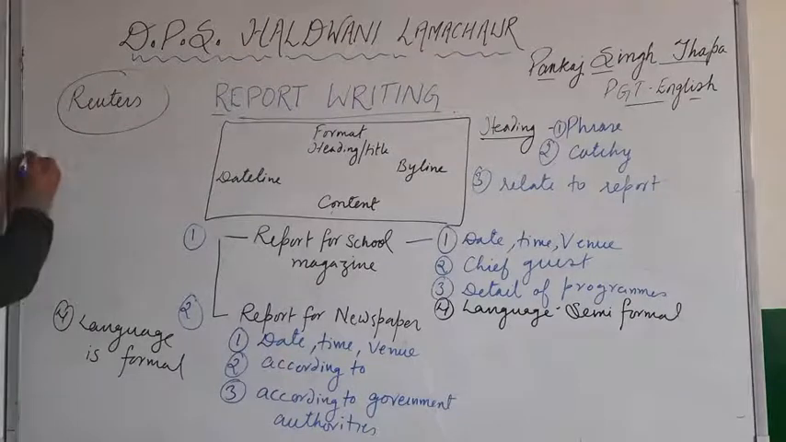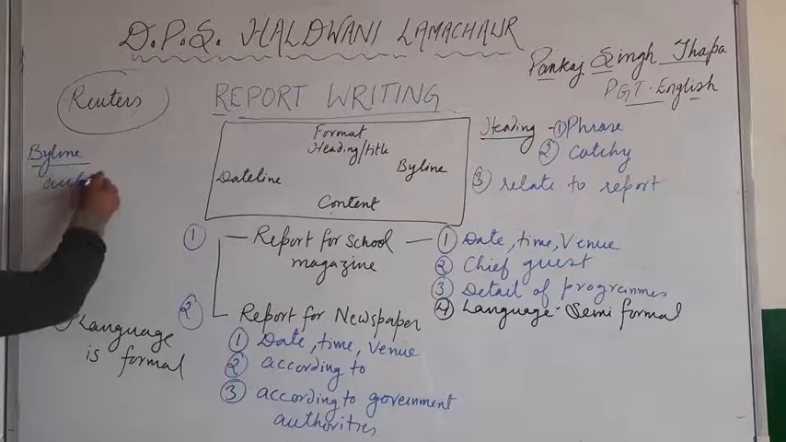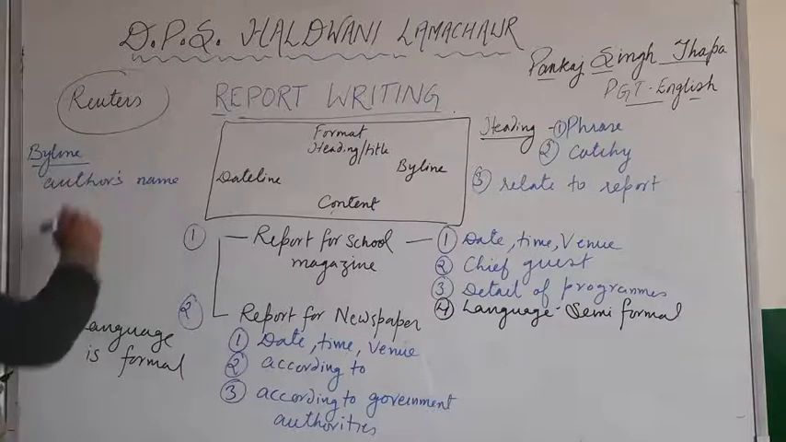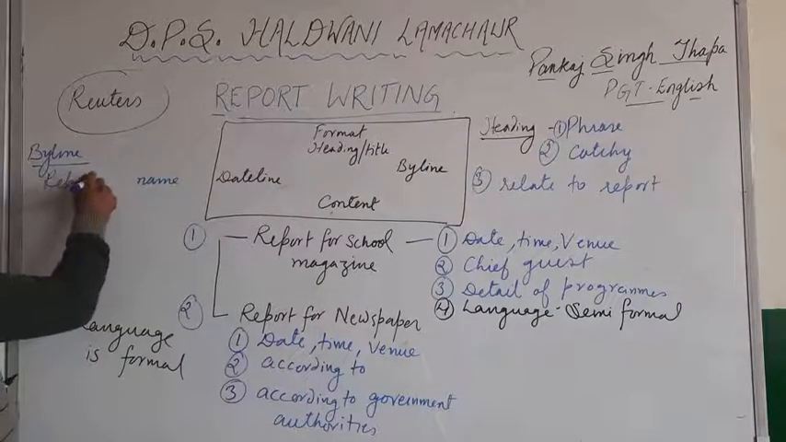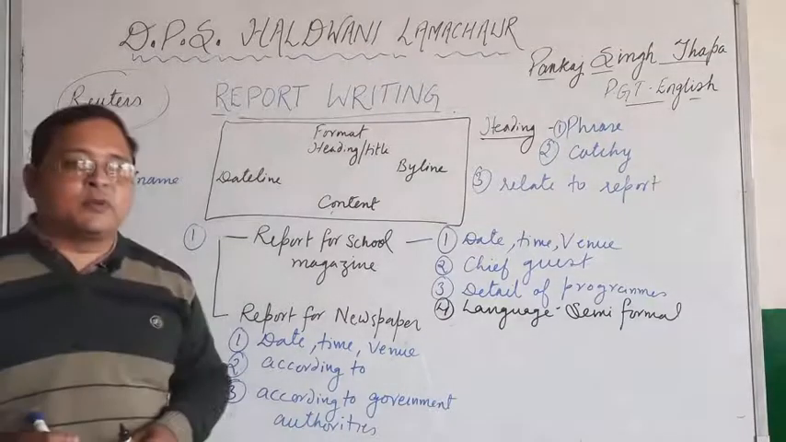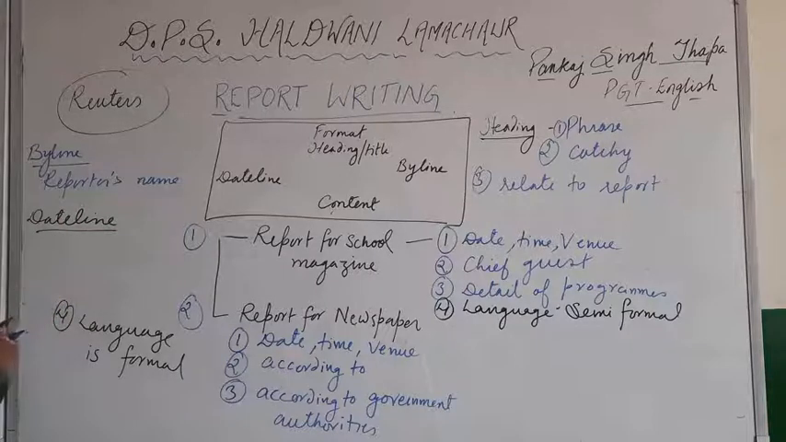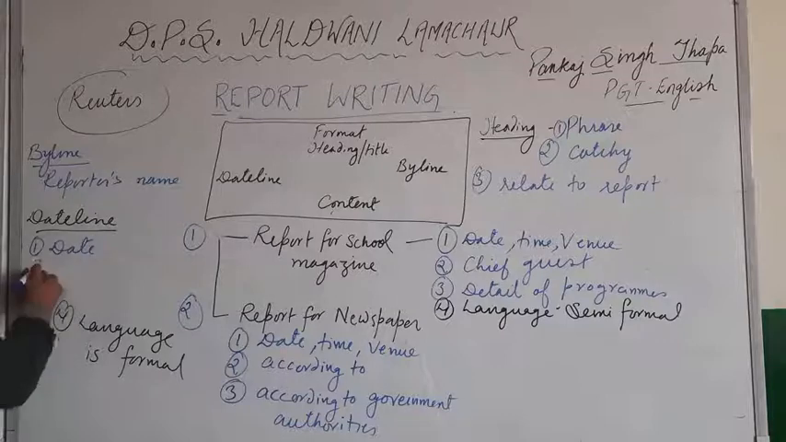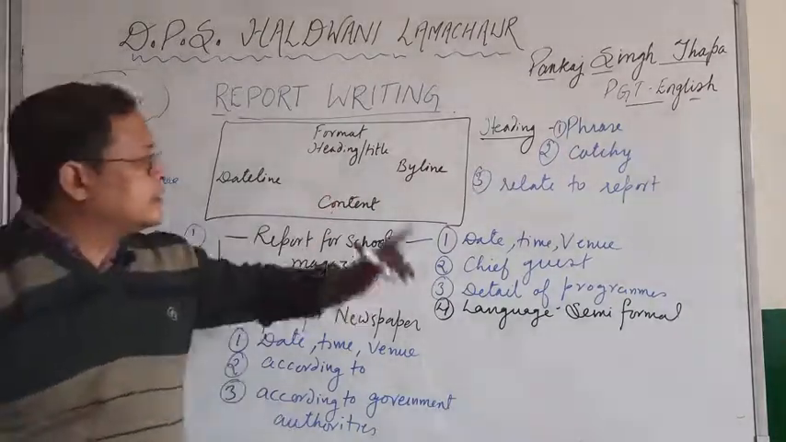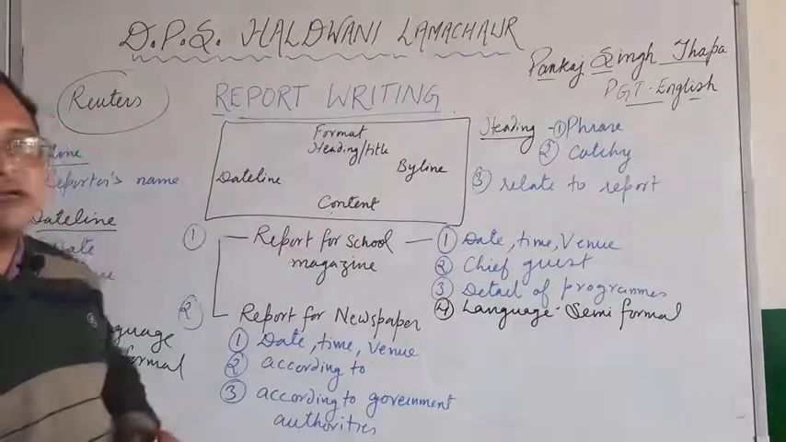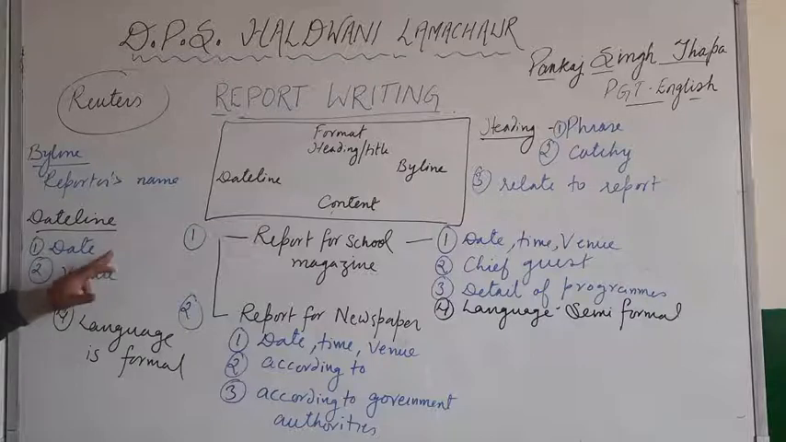Then comes the byline. Byline, children, means the author's name, or exactly we can say the reporter's name, who has written the report. Then comes the dateline. Dateline involves first the date and second the venue. So children, the heading must be in the form of a phrase, it must be catchy and related to the report. Then the byline includes the reporter's name, and the dateline involves date and venue.